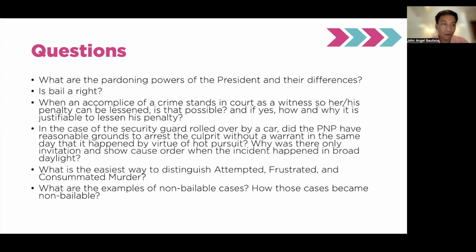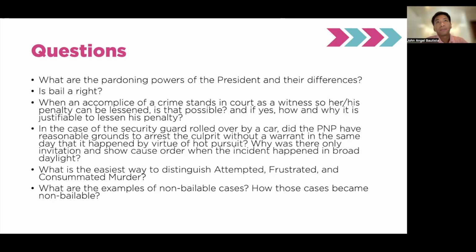Hindi nangyari because there is something, siguro dahil sa intervention ng medicine, no? Dahil sa intervention ng naitakbo sa ambulansya, mga ganyan, that is frustrated. And consummated, of course, nandoon yung lahat ng elements ng crime of murder, namatay yung tao. So that is the easiest way that I can distinguish really yung attempted, frustrated, and consummated.